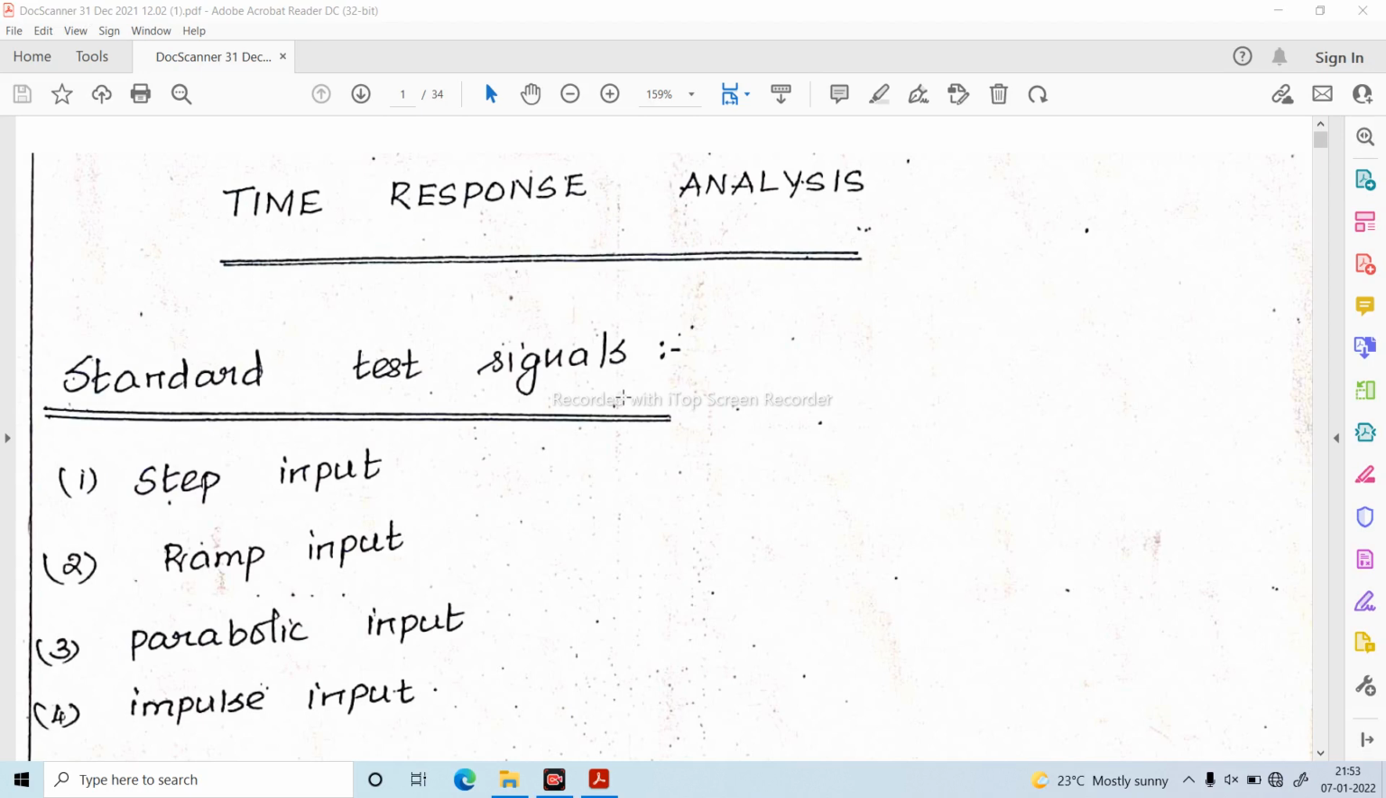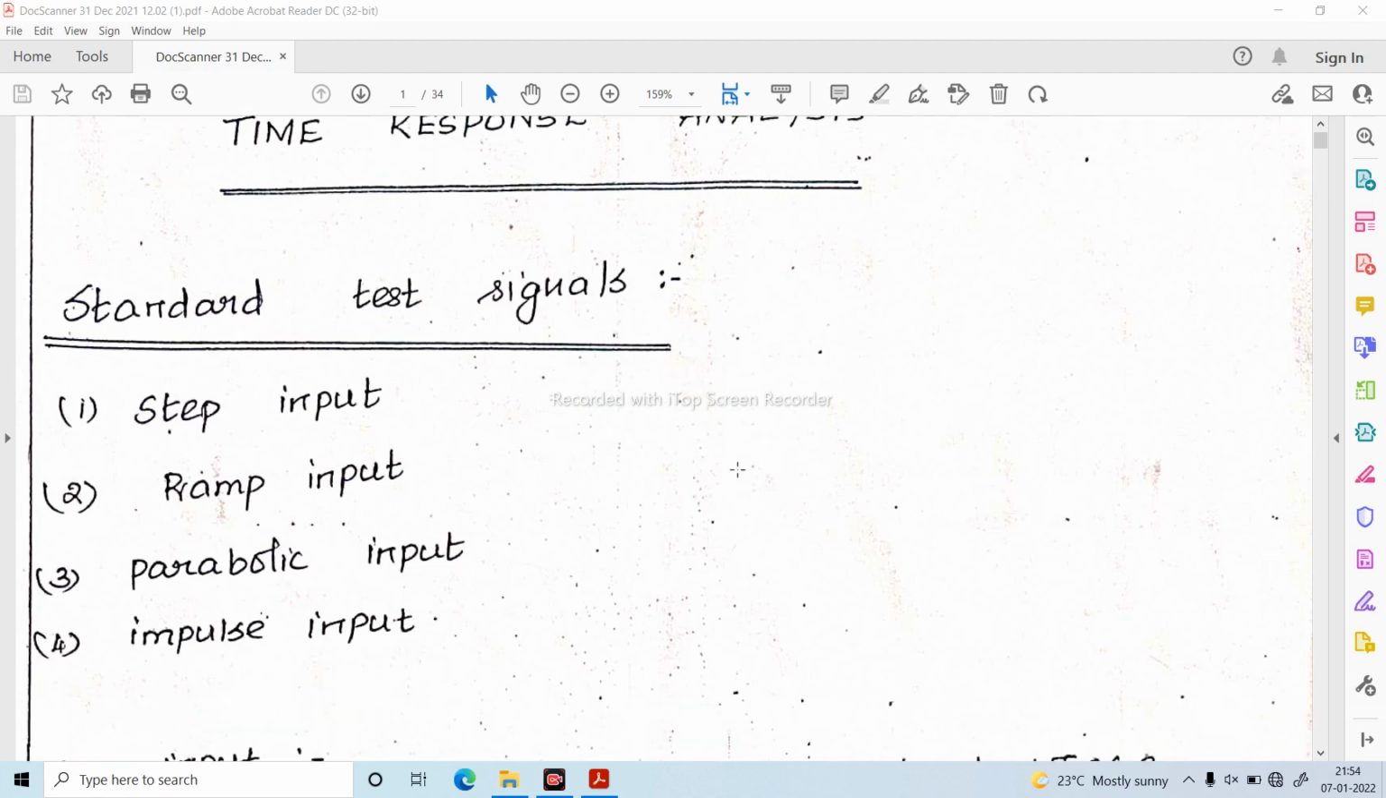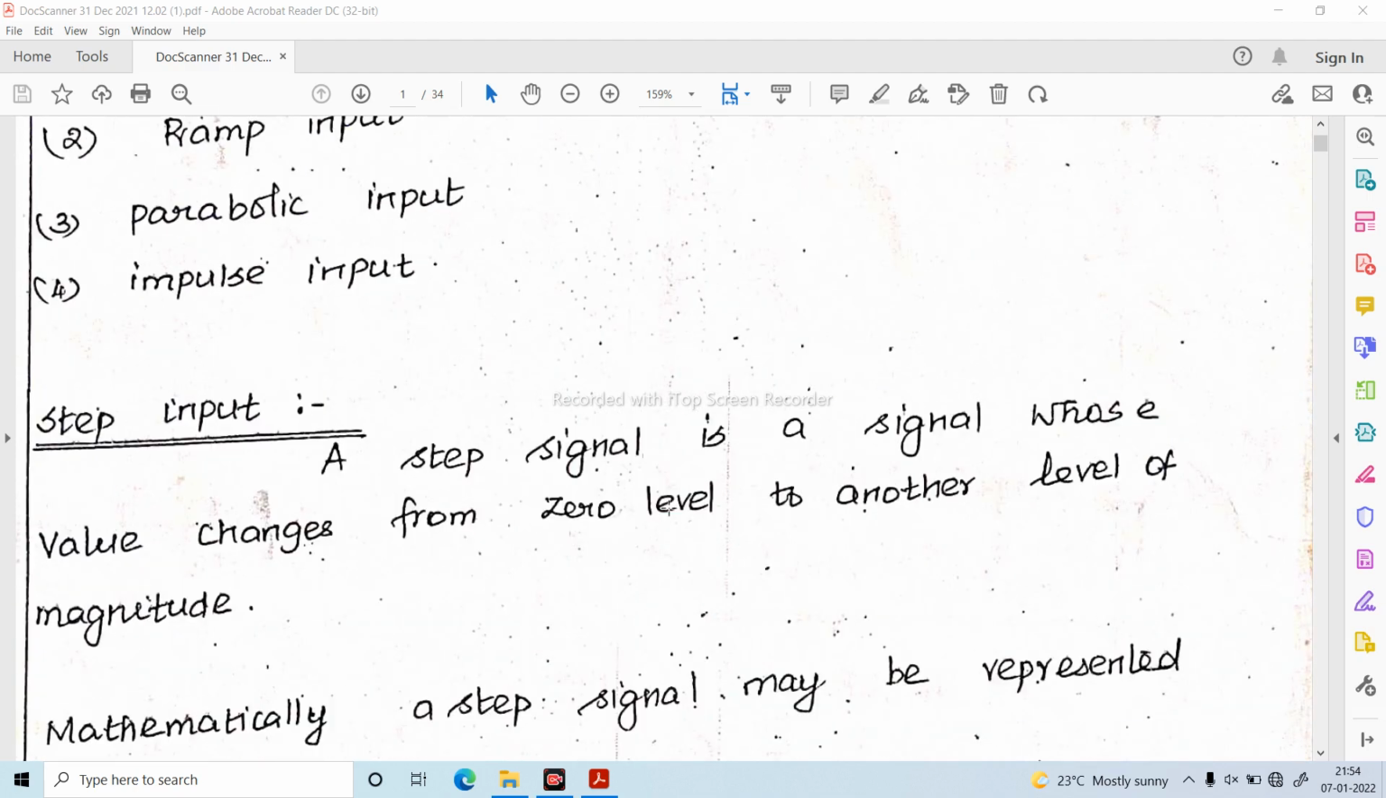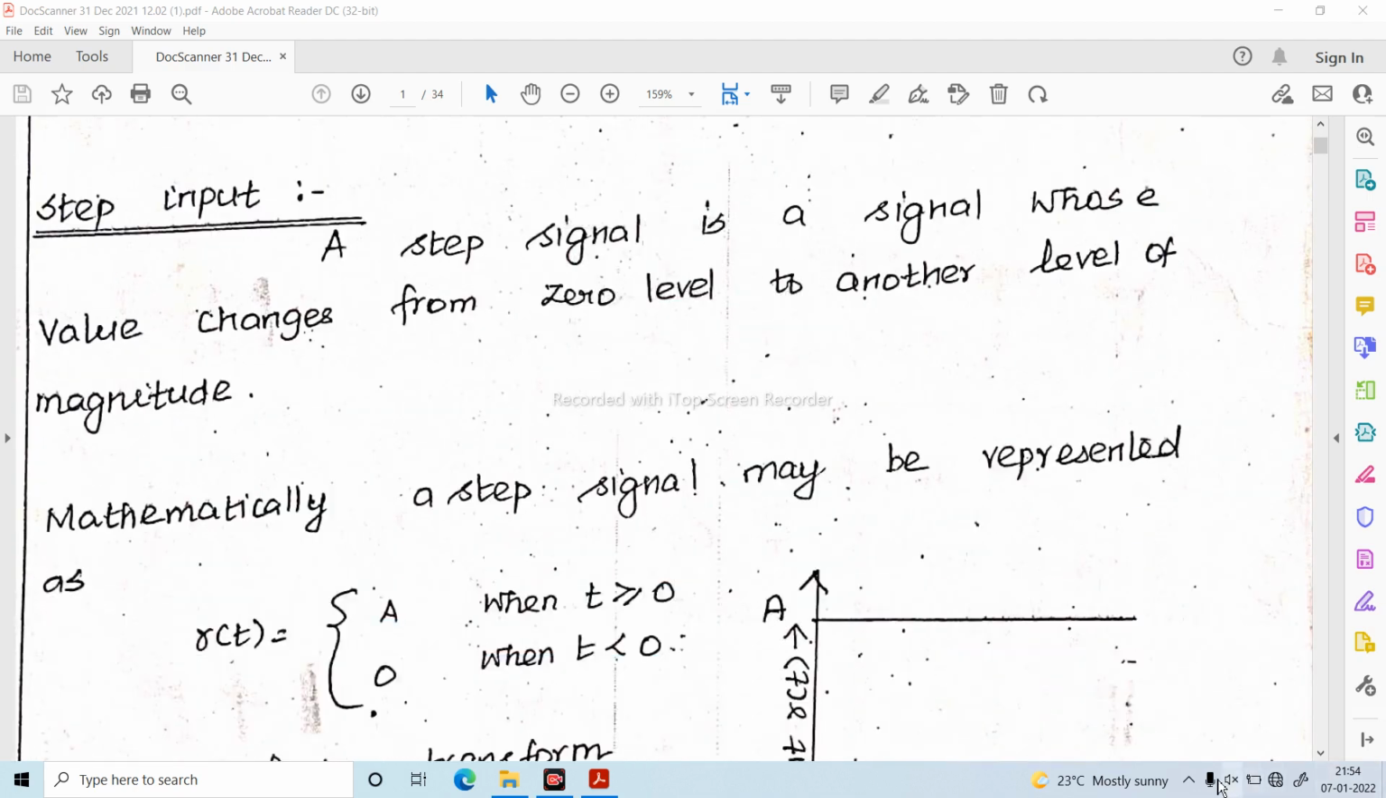Before we see the time response analysis, first of all we should know what the standard signals available are. The first one is step input, second ramp input, third parabolic input, and fourth impulse input. First of all, we are going to see step input.